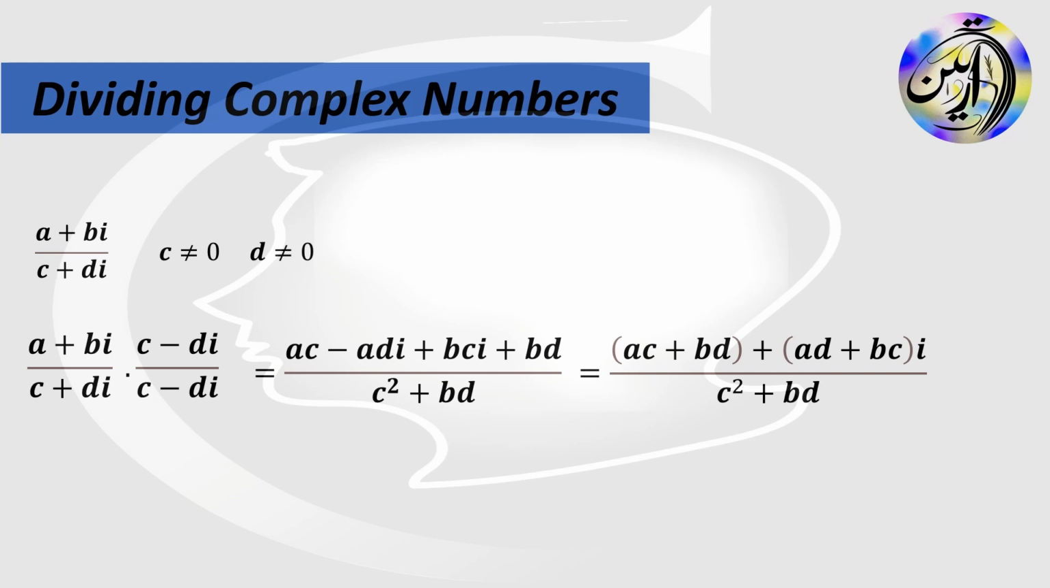Quick review. Let's recap. i equals the square root of -1. i squared equals -1. The square root of -a equals the square root of a times i. Add like terms. Multiply normally. Divide using conjugate. Complex numbers aren't so complex anymore.